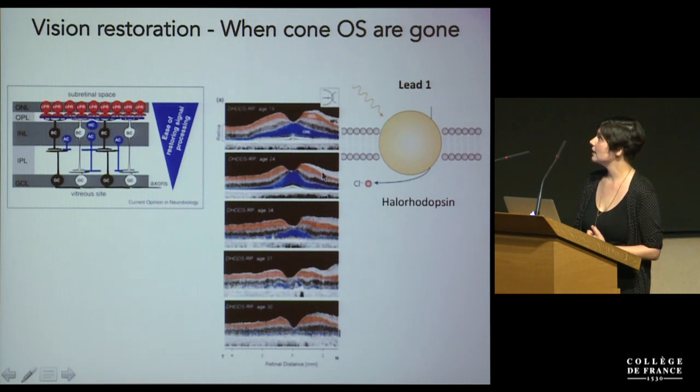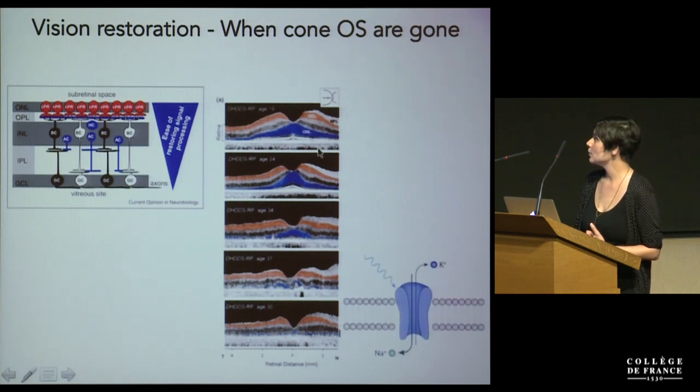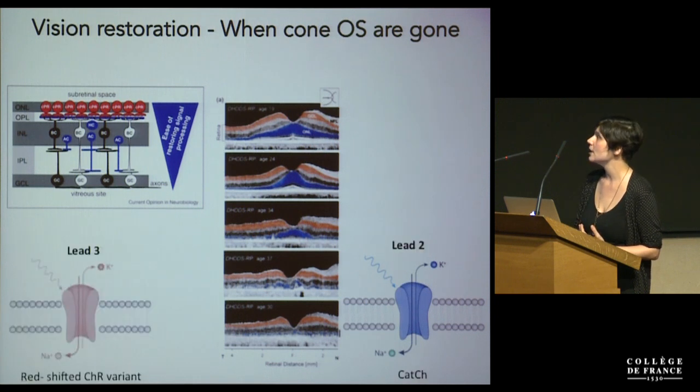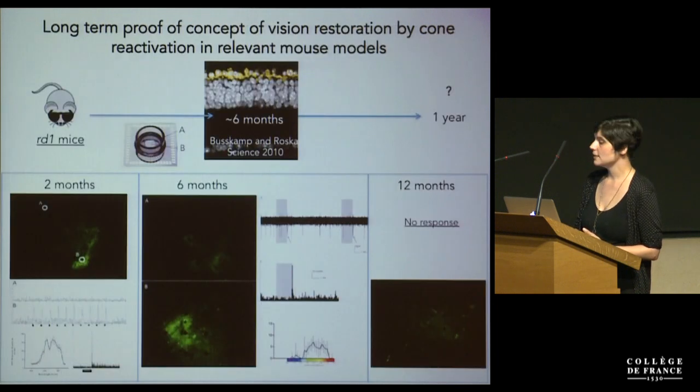So the idea is to develop different leads. So one lead would be to develop something like halorhodopsin or any hyperpolarizing opsin that can be inserted into the cone cell bodies. Or other leads would be something like either channelrhodopsin or more sensitive versions like CatCh or red-shifted variants like ReaChR or Chrimson that can be inserted into the retinal ganglion cells and that are depolarizing optogenes. So this is some work that we've been pursuing and developing.